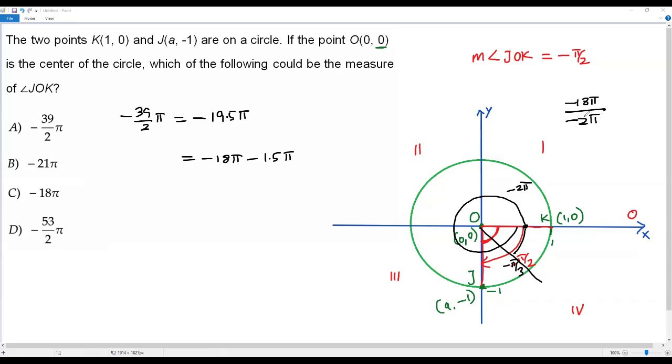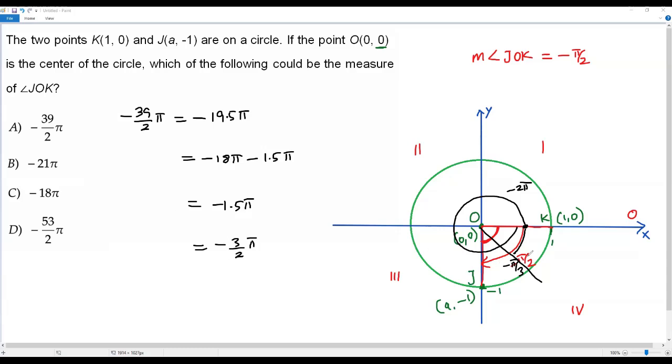this negative will cancel out, pi will cancel. When I divide 18 by 2, I'm getting 9. So we have 9 full rotations in this negative 18 pi. So as I said earlier, we can ignore this and just consider the rest. Then this is equal to the position of negative 1.5 pi, which can be written as negative 3 over 2 pi. So negative 39 over 2 pi in option A equals negative 3 over 2 pi.